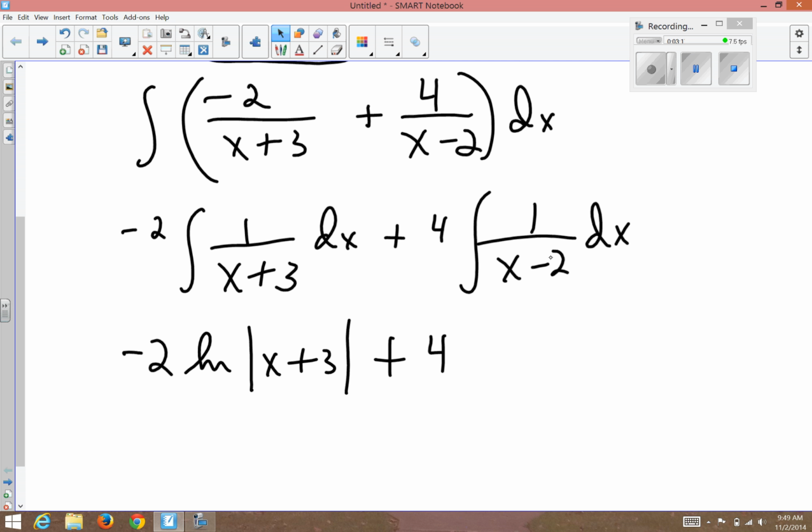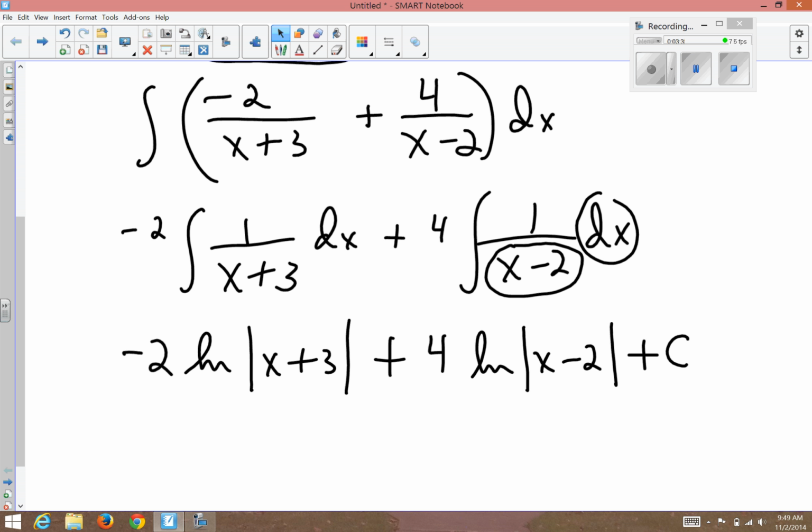This integral is the same type. It's the integral of 1 over u du. This is u, and this is du. The integral of 1 over u du is the natural log of the absolute value of u plus c. And we're done. That's it.